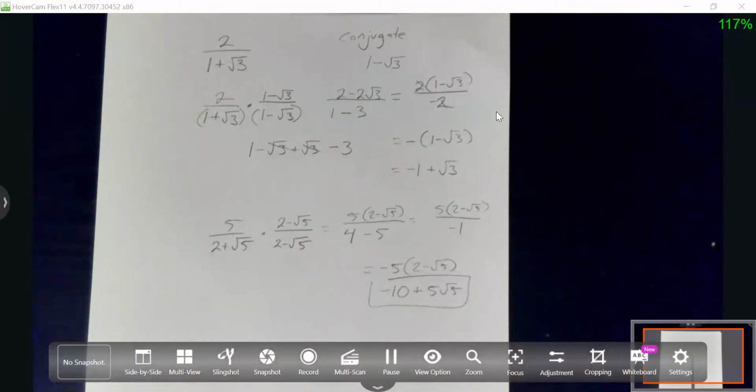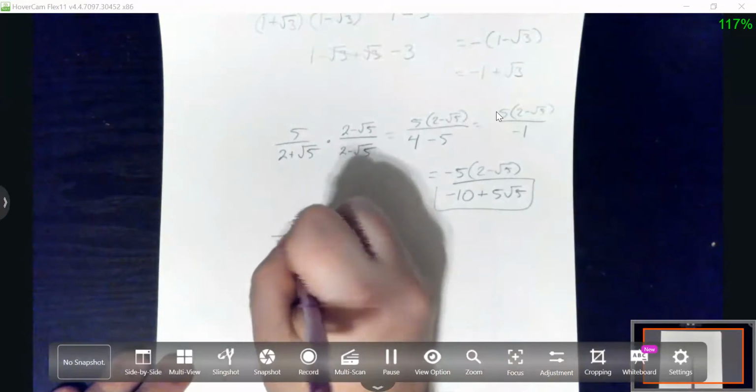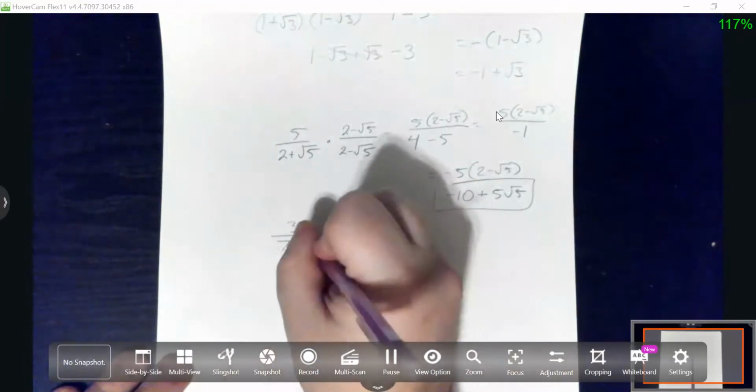Let's do one last one here, and then we'll move on to our next topic. So one more rationalization, simply because we're going to have to do this in our next part as well. So nice, and how about another one? 3 over 7 plus square root 2.